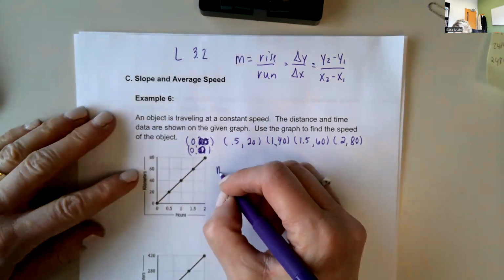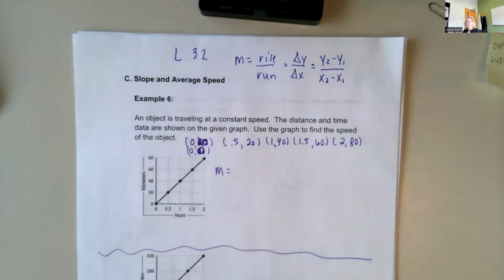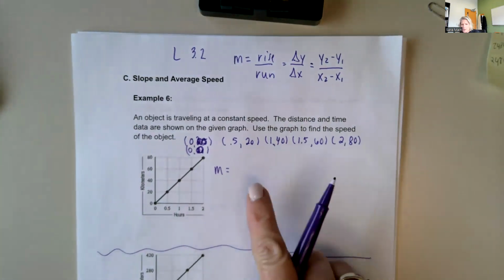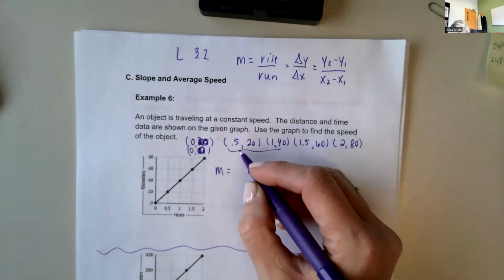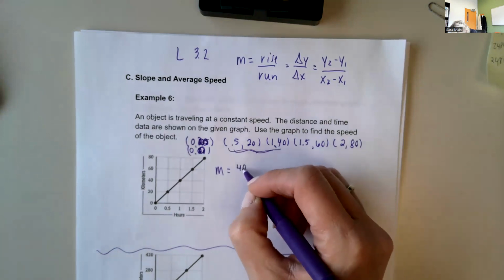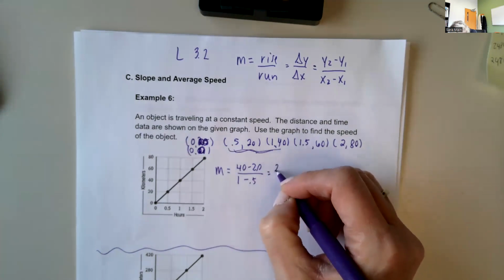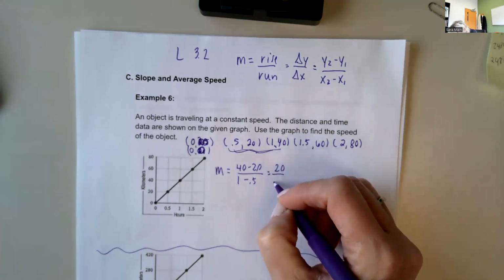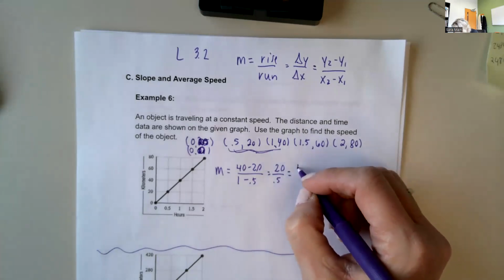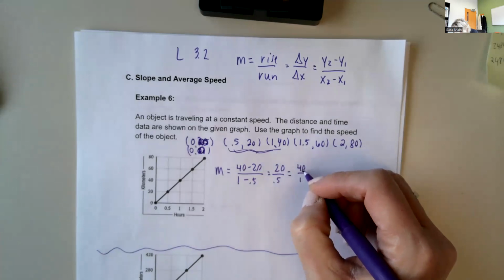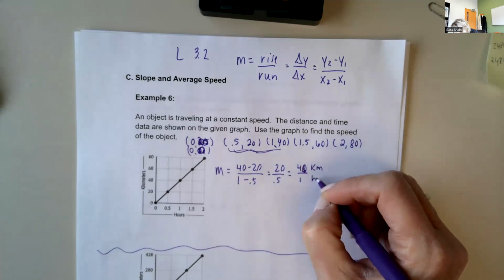So our slope, I'm going to show this in two different ways so that you can see that it doesn't matter what 2 points you pick, you will come up with the same slope. So I'm going to pick first these 2 points here. So 40 subtracting 20 over 1 subtracting 0.5 is 20 divided by 0.5, which is equal to 40 over 1. So it's 40 kilometers per 1 hour.